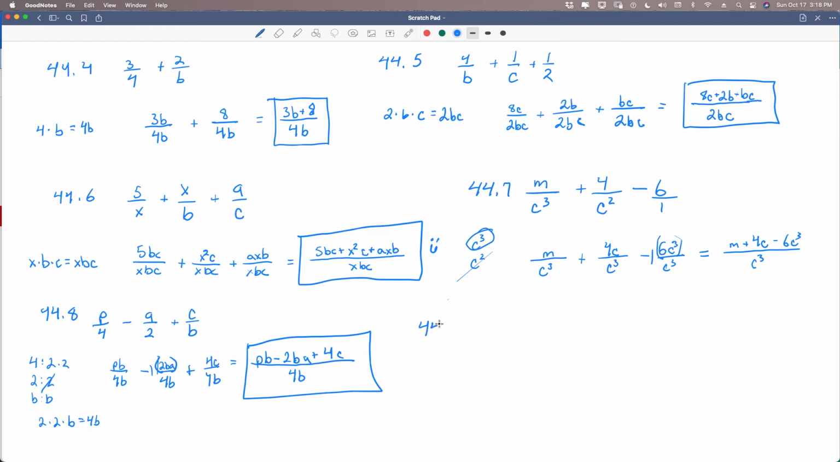Last one, 44.9. We have kind of a complex one here. We have a over c squared plus 3 over 4c cubed plus m over 3c to the 4th. All right, so what I would like for you to do is pause, work this out, and see if you get the same answer I do. So go ahead, pause the video, and work the problem.